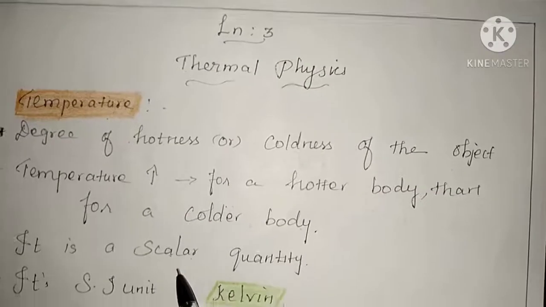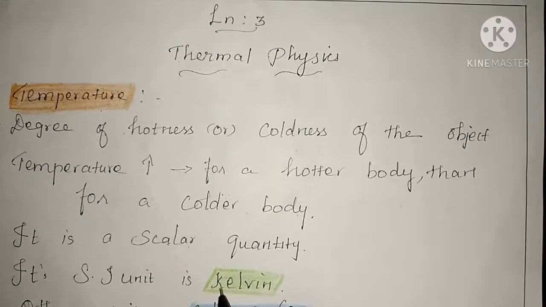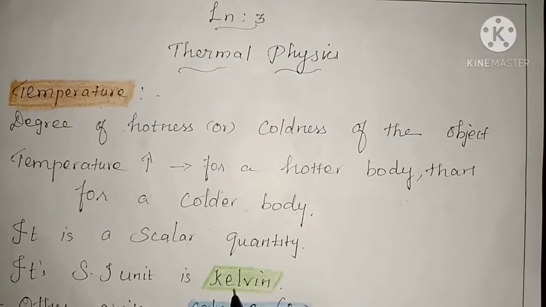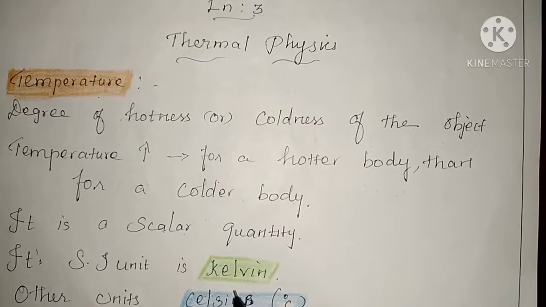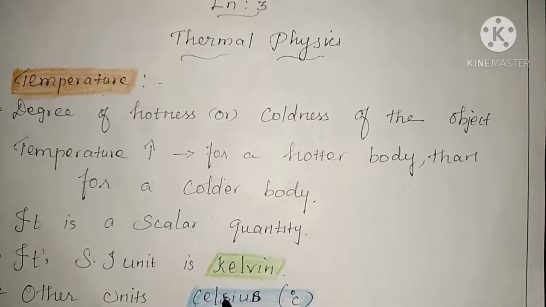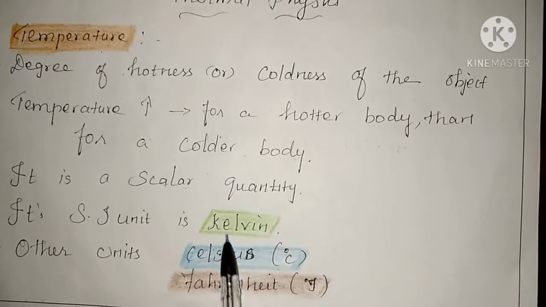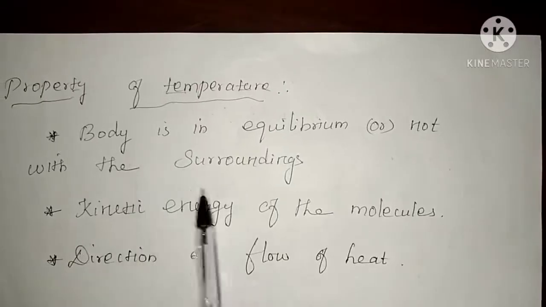So it is a scalar quantity. And what is the SI unit of temperature? Kelvin. The standard unit of temperature is Kelvin. Some other units are also there, that is degrees Celsius and Fahrenheit. So what's the SI unit of temperature? Kelvin. What are the other units? Celsius and Fahrenheit.